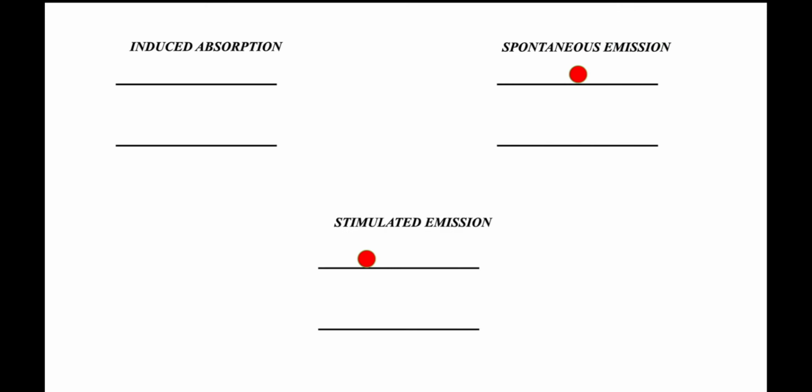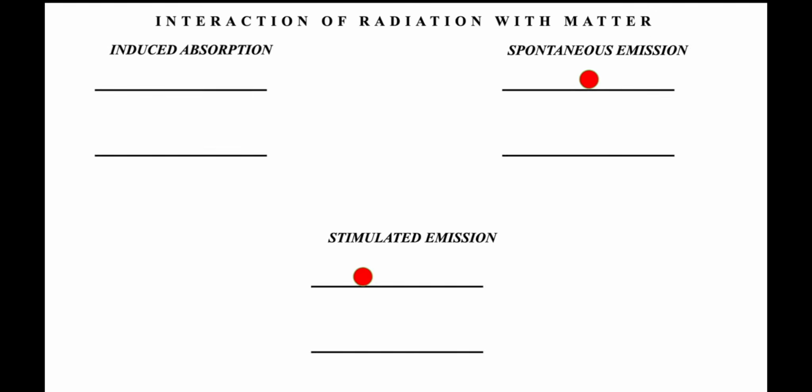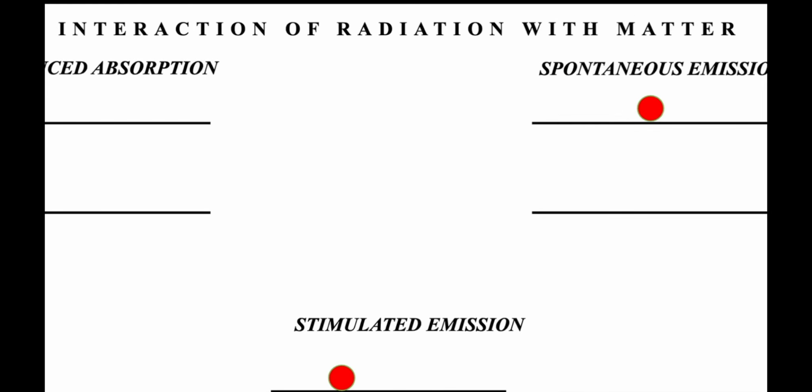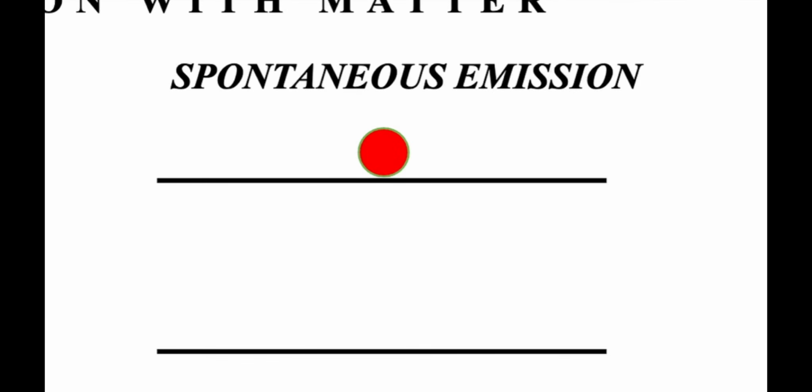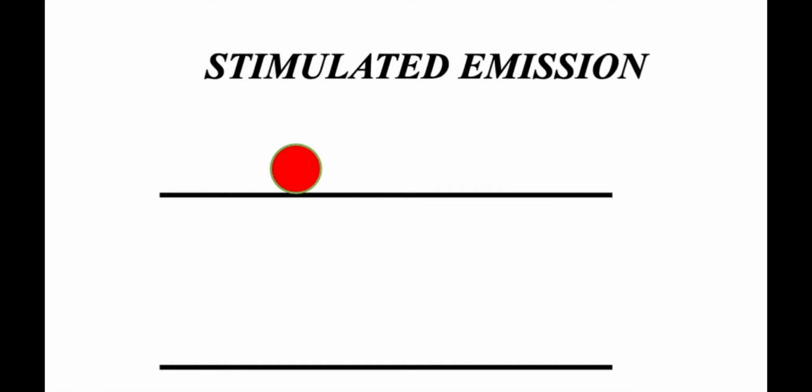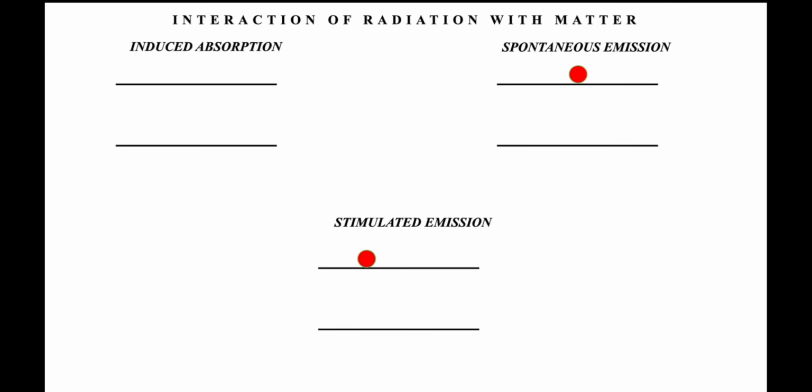In the next topic, we are trying to understand the interaction of radiation with matter. Here, we are going to see three main interactions. One is induced absorption, the second is spontaneous emission, and the third is stimulated emission. Let us see them one by one.